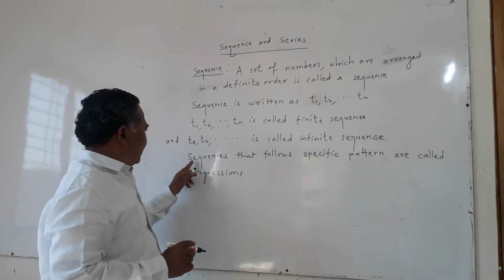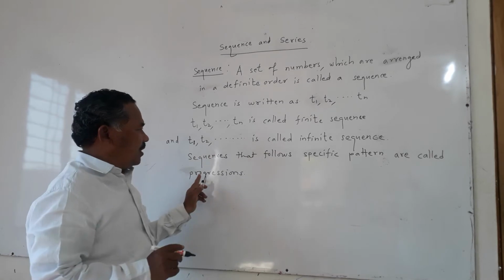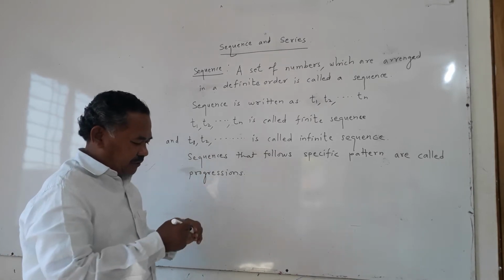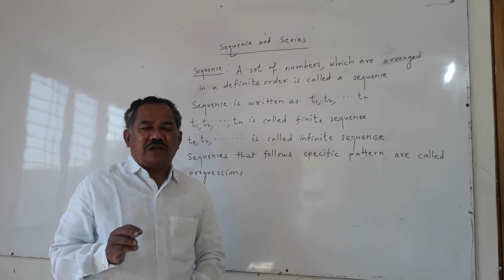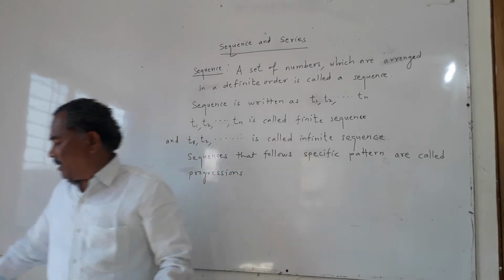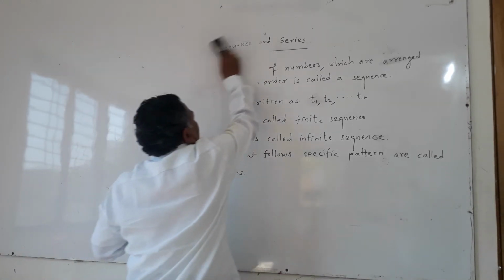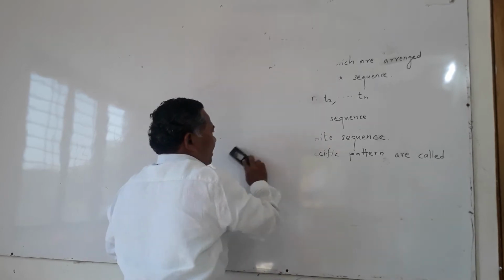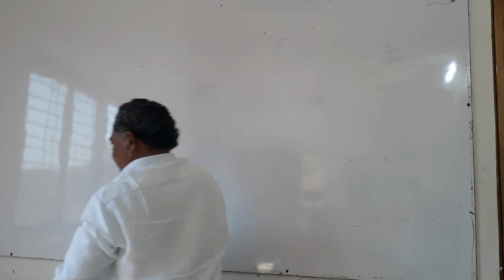Remember, sequences that follow a specific pattern are called progressions. We have to learn three progressions. One is arithmetic progression, which you already learned up to school level. Then geometric progression, and third, harmonic progression. There are three progressions present in our syllabus.